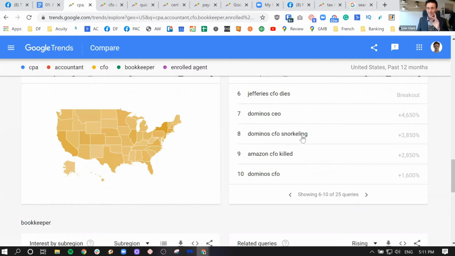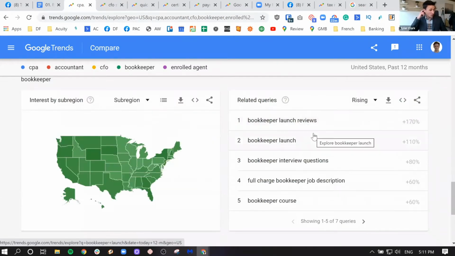So point is, and then here's a cool one, right? I actually saw these guys coming up frequently. Bookkeeper Launch. Seems like if you're a bookkeeper and you're not buying Bookkeeper Launch, you should be. I'm just going to say it, everyone's raving about them. And this backs it up again. Bookkeeper Launch is literally the top two things on related queries, up 100%, so doubling in terms of search queries over the last 12 months.